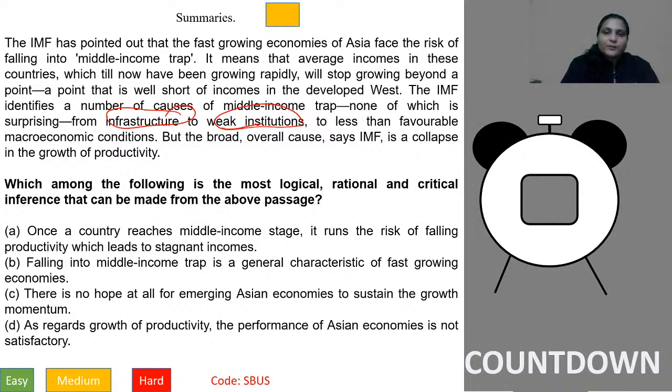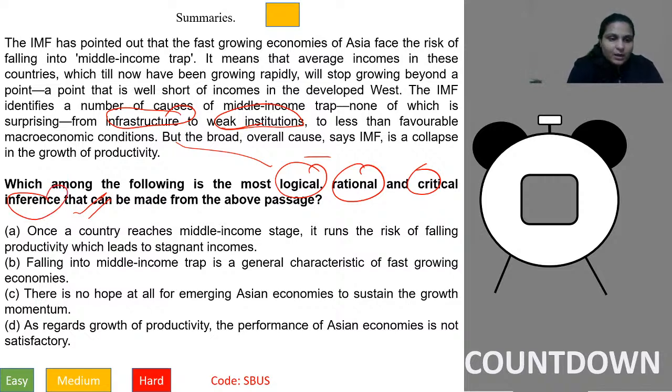They really don't have a lot of power and manpower to address the inequalities in our country. Because of that, productivity will start going down, and hence they will be trapped in that middle income trap and will never have the income rising above that. So if we have to say what is the most logical, rational or critical inference from the above passage, it will be option number A.